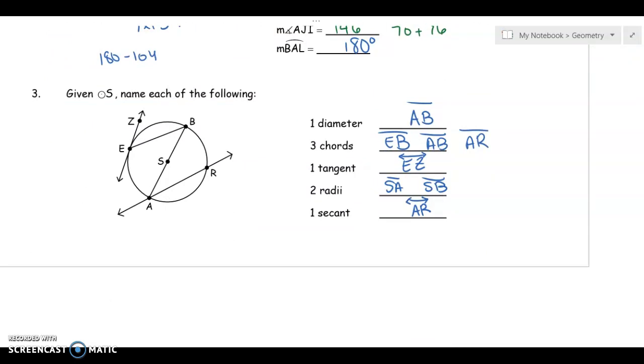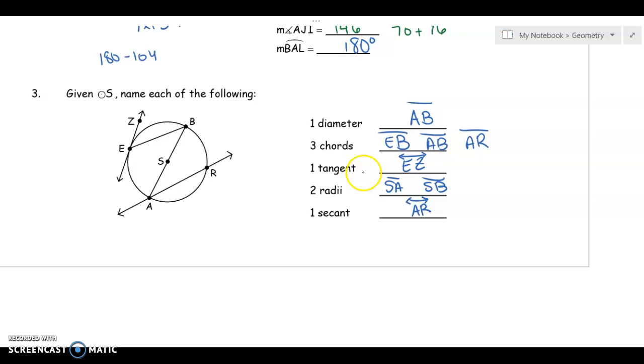And then down here we just utilized some of the vocab. So a diameter again is a segment. It cuts the circle in half. It goes through the center. It's a chord, like BA or AB. Chords are going to be segments whose endpoints are on the circle. So like EB, BA, RA, and again they're all segments.